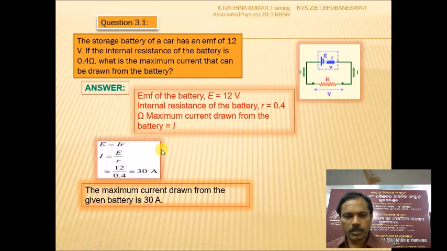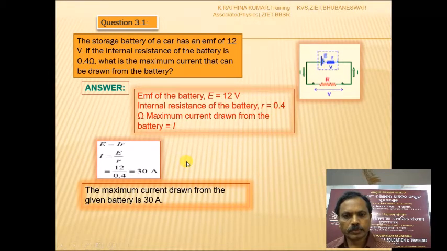The answer is that we know the equation: EMF is equal to current times resistance. Then current is equal to EMF divided by internal resistance. Then substitute the values: the EMF given is 12 volt, the internal resistance is 0.4. Then it will be 12 by 0.4 is equal to 30 ampere. So the maximum current drawn from the given battery is 30 ampere. This is a simple problem you can do.